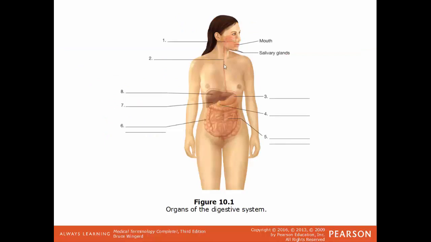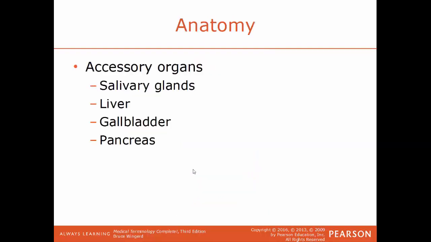That is a very general overview of the system, starting with the mouth, the throat or the pharynx, then the esophagus, and the stomach. That leads to the various parts of the small intestine, and then the large intestine, and then out through the rectum. As I mentioned before, the accessory organs to the system are critically important to its overall function, and those accessory organs include the salivary glands in the mouth, the liver, the gallbladder, and the pancreas.